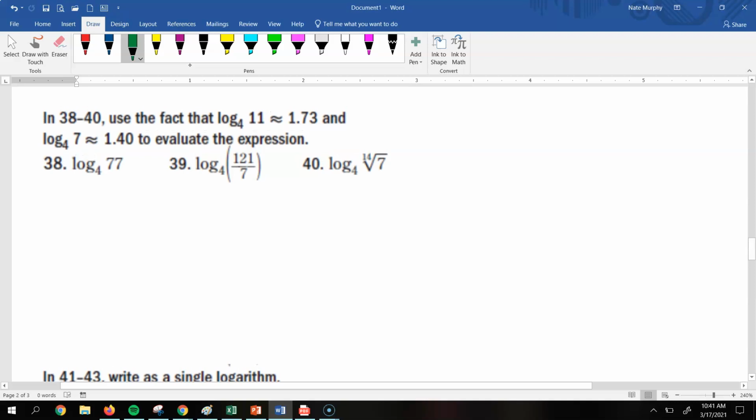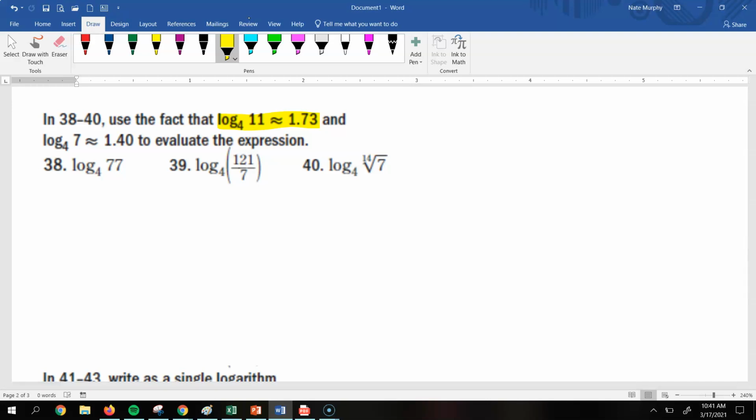All right, let's look at numbers 38 through 40. For these problems, they tell us log base 4 of 11 is 1.73, and that the log base 4 of 7 is 1.4. So I want to figure out how I can use that information to get log base 4 of 77. So let's start with 77. How can I use 11 and 7 to get 77?